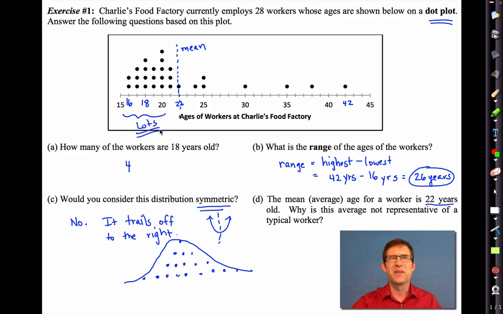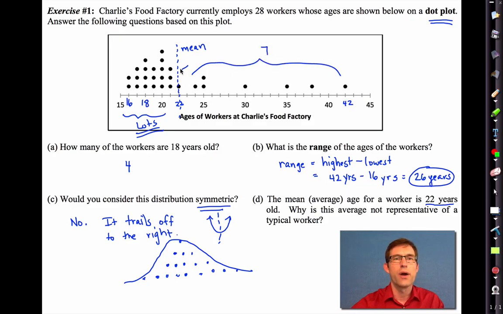This is probably a fast food place. I don't know, Charlie's Food Factory, it's probably out in the Midwest or something. There's lots of workers down in here. And if that's really representative, then we'd expect sort of the same number of workers up here as down here. But there are only 1, 2, 3, 4, 5, 6, 7. There's 7 up here.